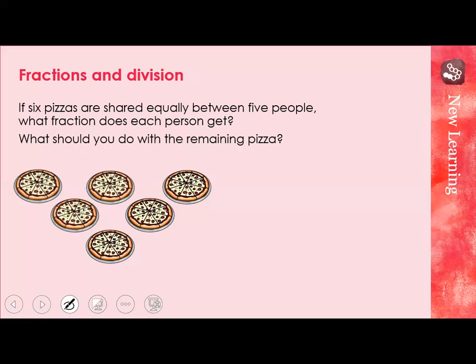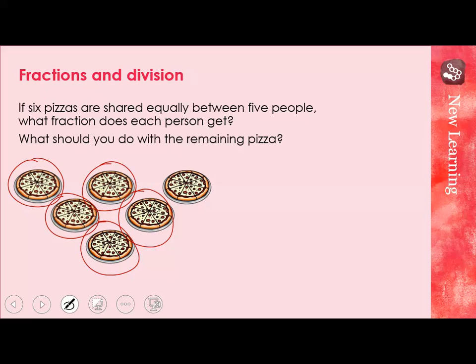So carrying on with fractions and division then, let's have a read of this question. If 6 pizzas are shared equally between 5 people, what fraction does each person get? And then what should you do with the remaining pizza? Okay, so this time I have my 6 pizzas and I'm sharing them between 5 friends. So everyone can have 1 pizza each, can't they? So 1, 2, 3, 4, 5. So each person gets 1 whole pizza each.